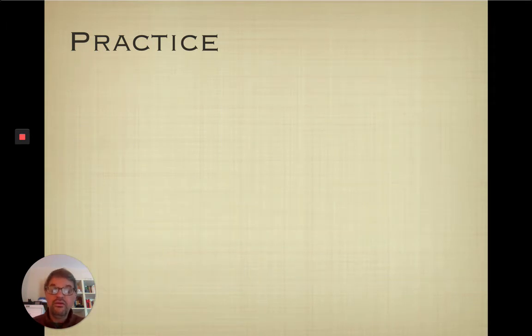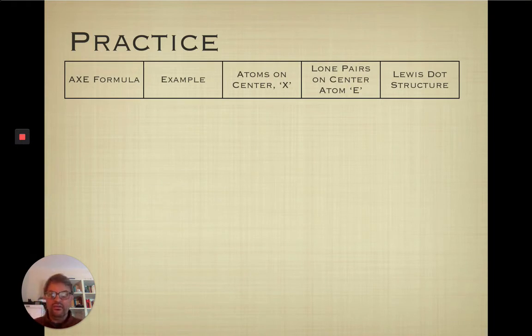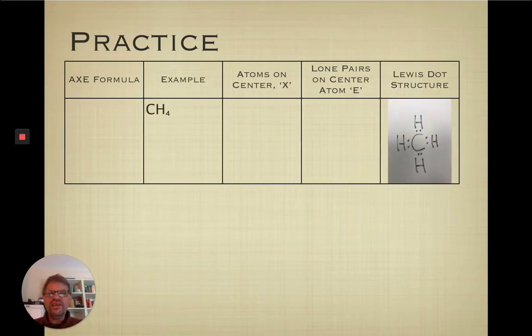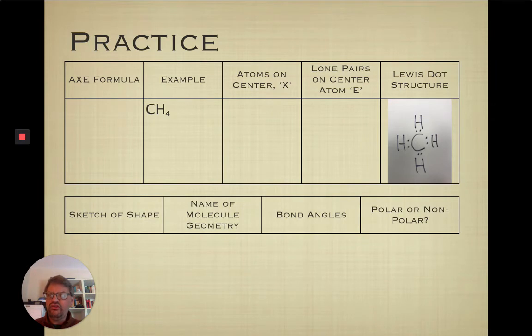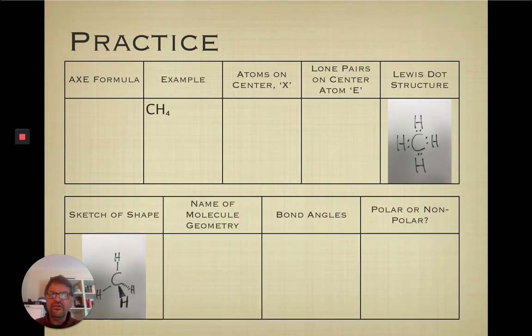Okay, let's look at another one. So we have CH4, also known as methane, and there's the Lewis dot structure in the upper right-hand corner there. Carbon surrounded by hydrogens. Take a moment and see if you can determine first the AXE formula.